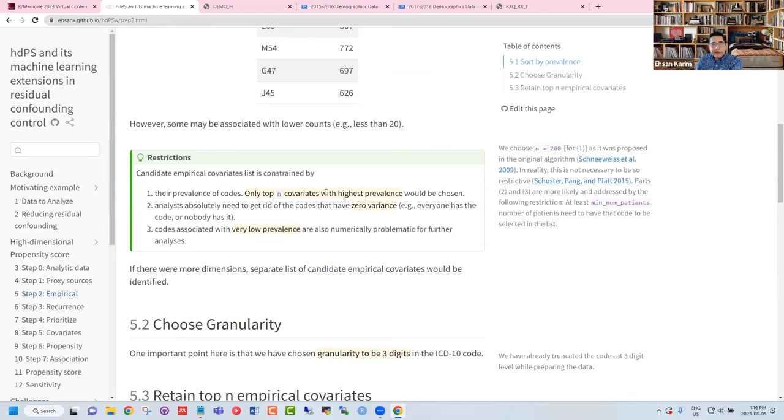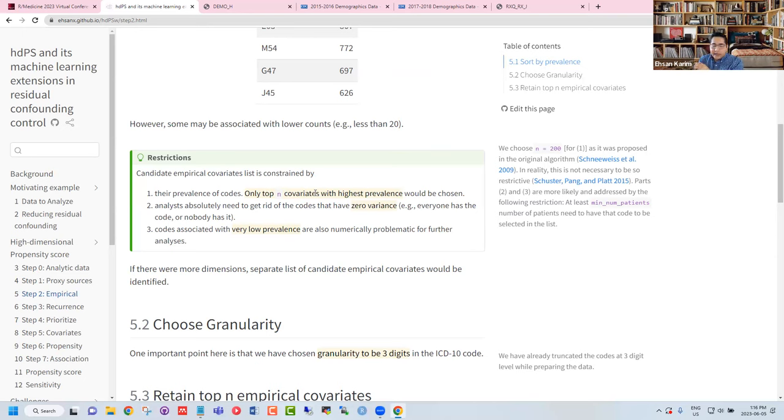But then again, if you just restrict your analysis to only the top 200 covariates, that might mean that you are not capturing some of the confounders that may be rare, and that can create some additional problems. If you really think about it, there are two different problems associated with this low count. One is that if you have a low cell count, obviously that can create some instability because of the rareness of that particular covariate.